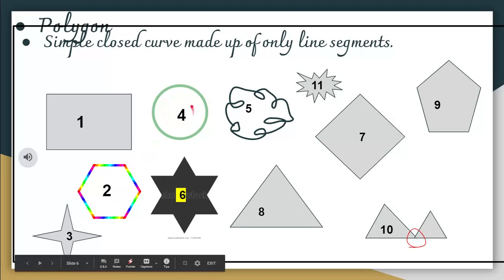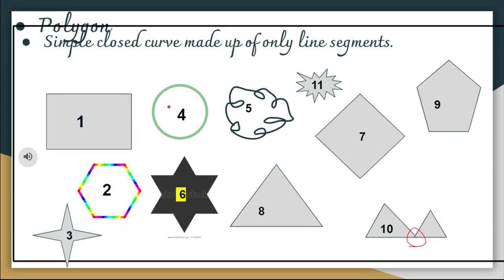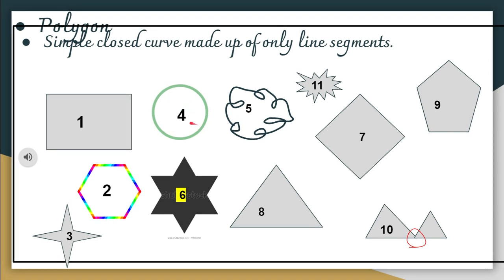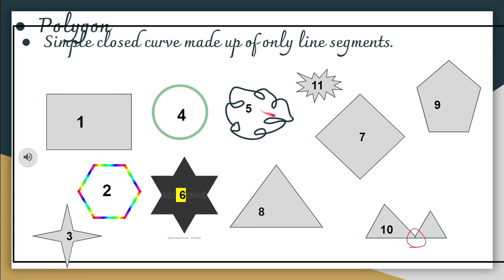Now number 4. Again, this is a simple curve and this is a closed curve also. But is this made up of line segments? No. That means this is not a polygon. Now look at number 5. This is also not a polygon because it is not made up of line segments. So in this way, you can decide which of these curves are polygons and which are not.